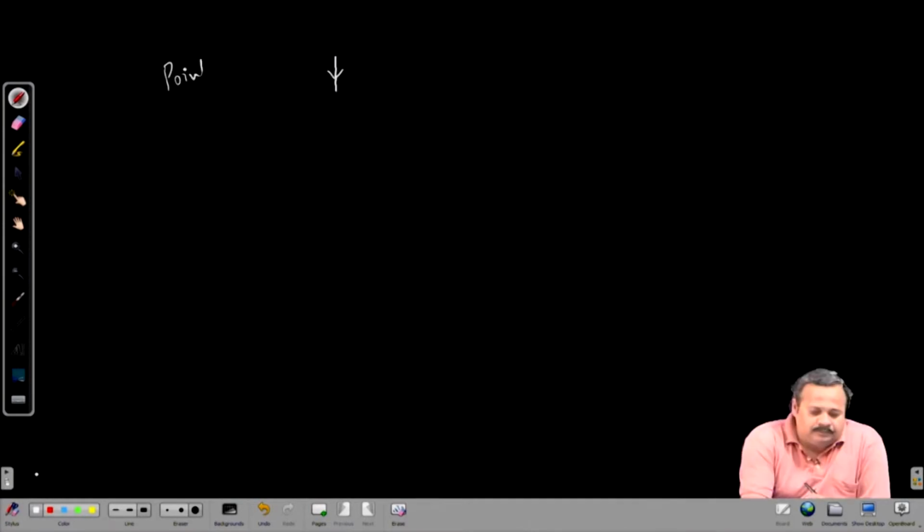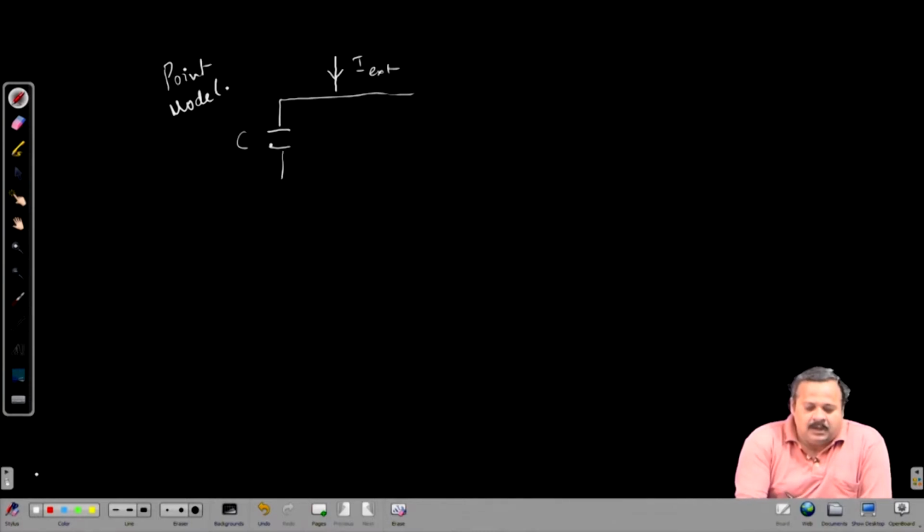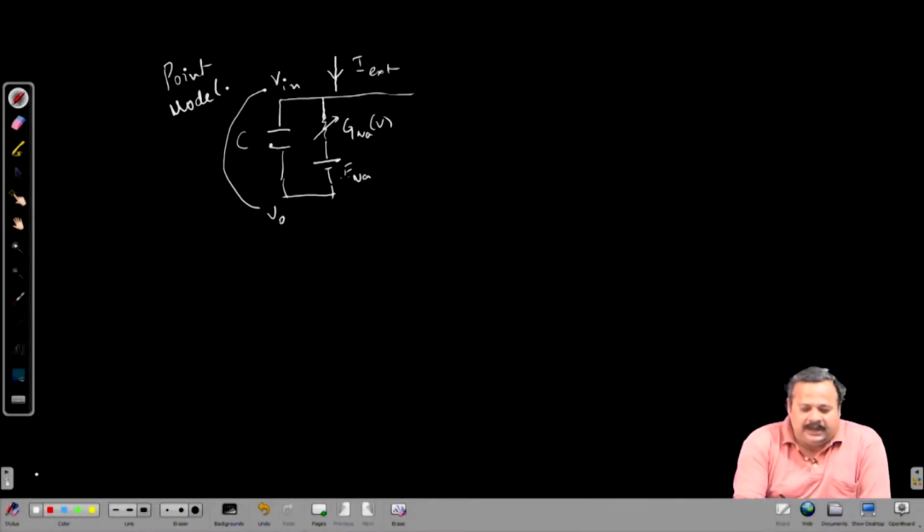we are doing a point model, that is, a single voltage describes the entire neuron, and we have the I external that is in our control in this case, and the membrane is described by this membrane capacitor. The different ion channels that we have, let's say, the G Na as a function of V. Then we have our E Na, which is the battery representing the reversal potential of sodium, that is, when the voltage V in minus V out is equal to E Na, there is no net flow, that is, this I Na is 0.